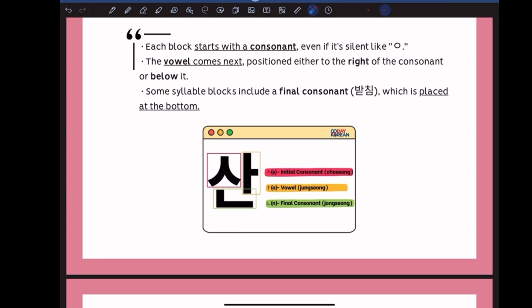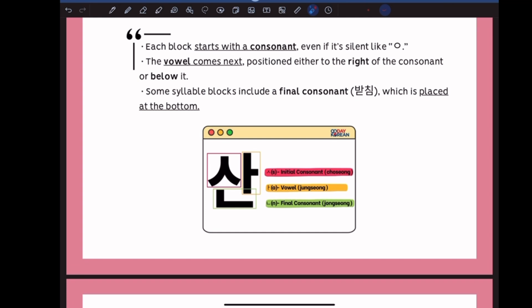Vowels are mostly positioned either to the right of the consonant or below it. So, for example, if the vowel is positioned on the right, it's going to be like this. This is sa. As you can see, the s consonant, as it is positioned with the a vowel, becomes sa. Or it could be like this. So the ng consonant combines with the u vowel and creates the sound of u.